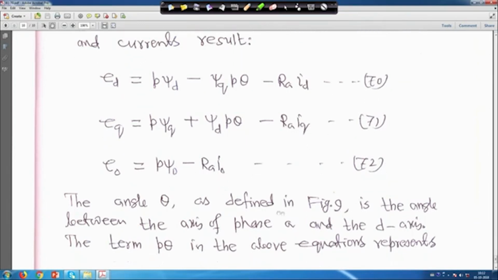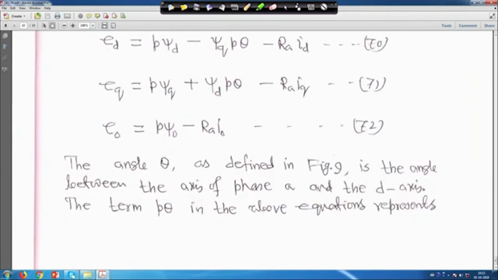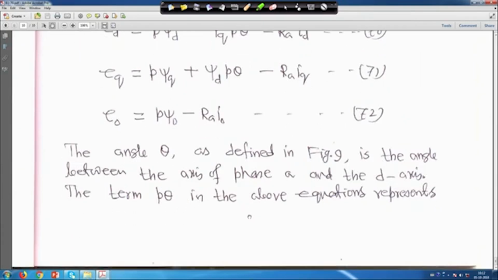For angle theta as defined in figure 9, it is the angle between the axis of phase A and the d axis. The term P theta in the above equation represents d theta by dt, that is the rotor speed. We will explain all these things later in detail. Thank you very much. We will be back again.